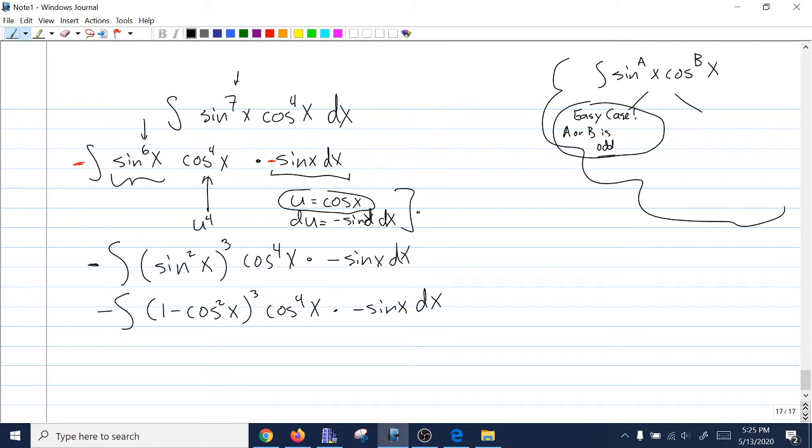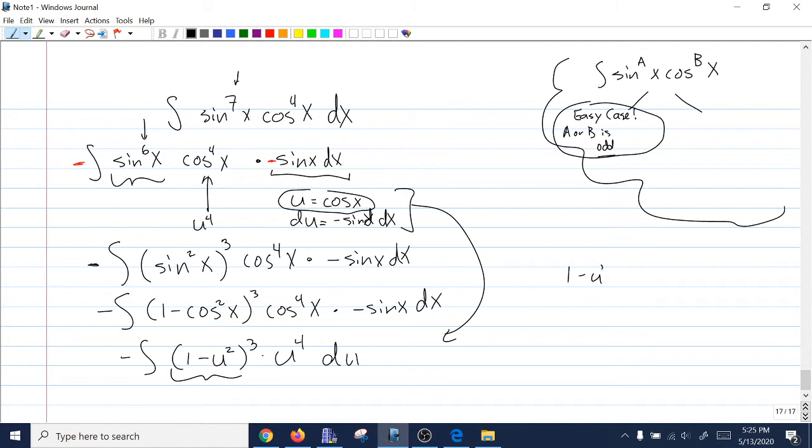And now this substitution goes nicely. It turns into negative integral of (1 minus u squared) cubed times u to the 4th du. And you can get into places like, now you're staring at this and thinking, what goofy, cute substitution can I do there? And maybe there is a good one, but worst comes to worst, this thing is a polynomial. You can FOIL this out and integrate it. I need to cube 1 minus u squared, which isn't fun, but it's doable.